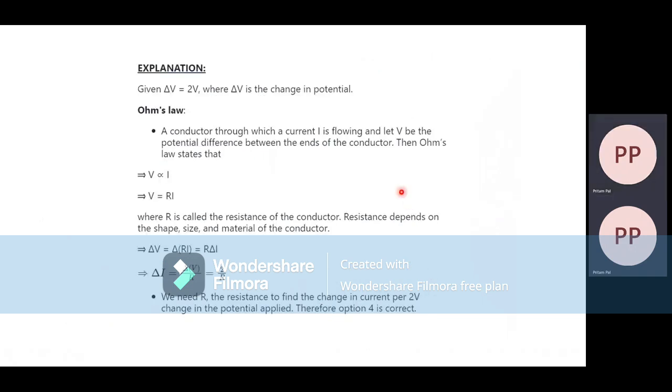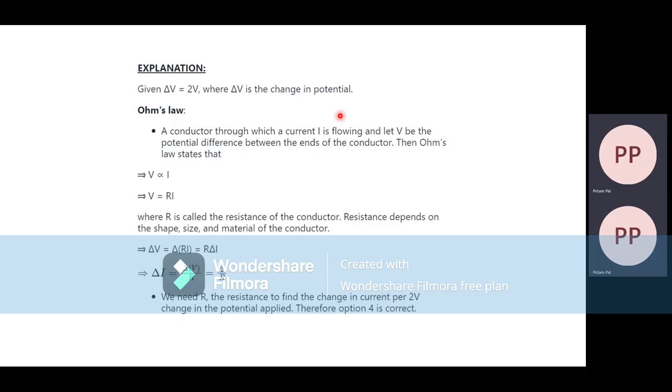So basically the explanation will be according to the question. The change ΔV is 2 volt, where ΔV is just a change in the potential. So we simply use V equals R I. Take the change in the voltage on both sides. As I mentioned, for a fixed material, fixed temperature, fixed shape and size, this R is not going to change, right? It will change if we change the length of the conductor, the area of the conductor, as well as the temperature of the conductor.